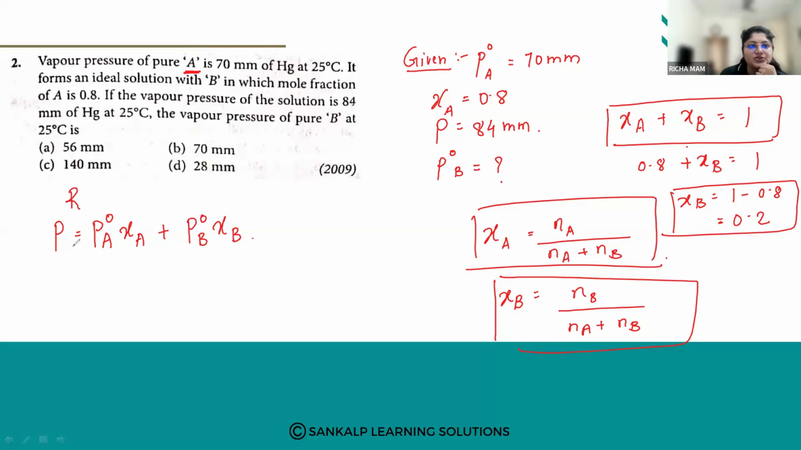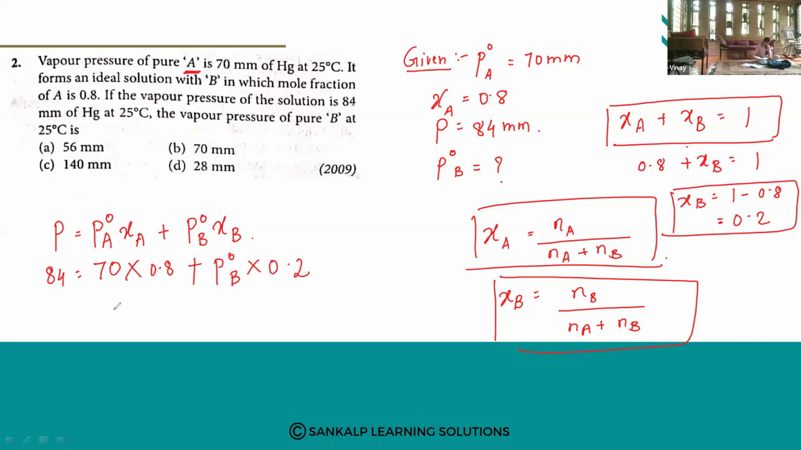Now let us substitute. We have the total vapor pressure given. So what is the total vapor pressure? It is 84. Then P is given as 70, into psi A 0.8, plus the pure vapor pressure of B, which we don't know and have to find out, into psi of B, 0.2. Okay. Can you calculate? Simple calculation. Just see what answer you're getting. If you have a simple calculator, you can use it. You can carry a simple calculator, not a scientific calculator, for doing these simple calculations.